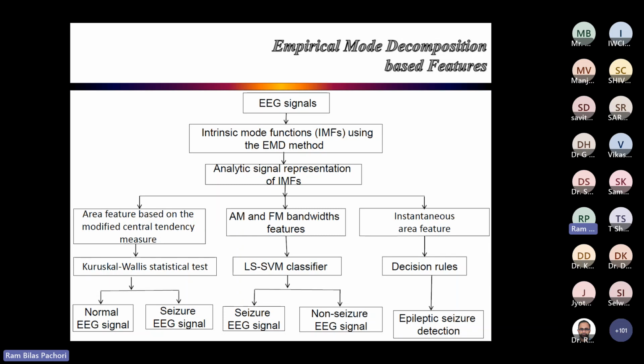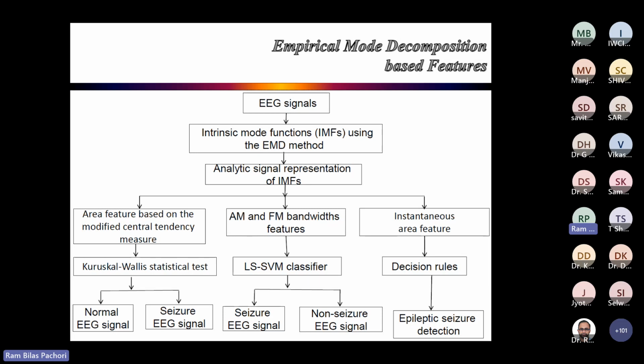EMD was proposed in 1998 by Huang and others, and it is a data adaptive signal processing technique. So it is different from the conventional methods we use in signal processing. Like the Fourier transform, which was the simplest analysis technique, proposed by Fourier in 1807. In the Fourier transform we represent a signal in terms of sinusoidal functions, which are periodic functions. They exist from minus infinity to plus infinity, so they have infinite spread or duration.